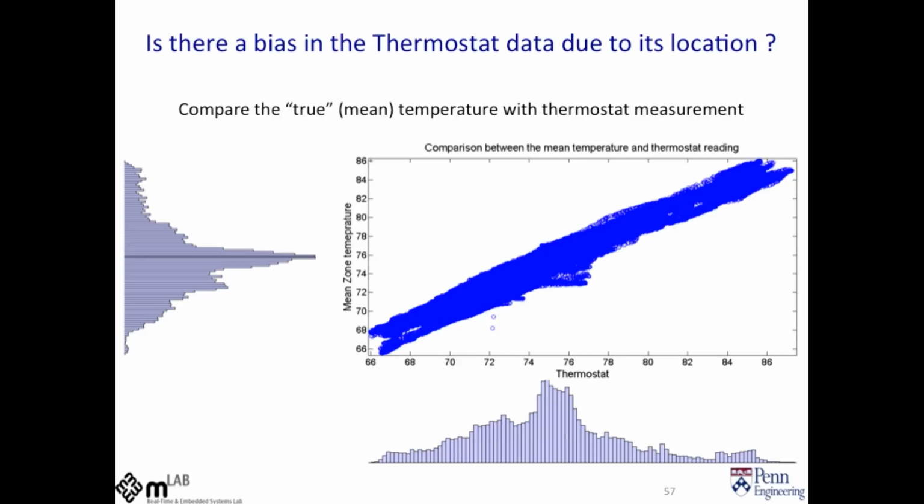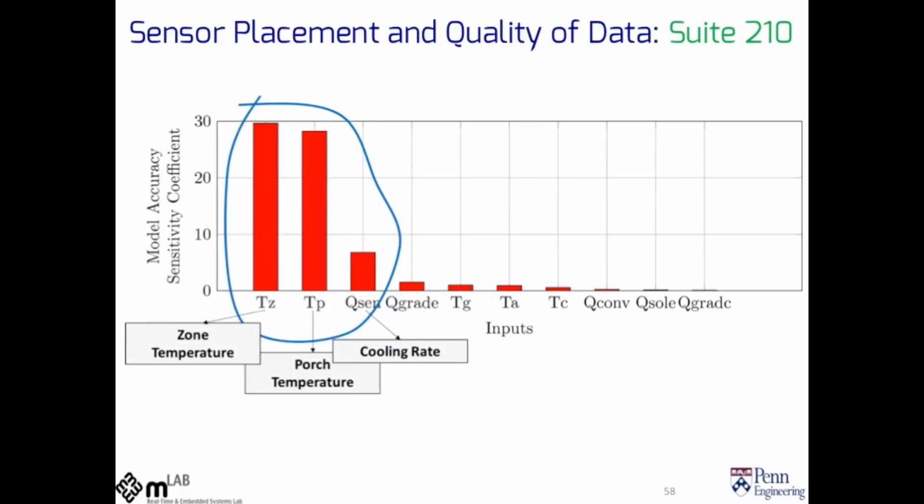You can think of the width of this gap band as indicating whether there's a bias or not. And for that zone, what we were able to find out was that even though there's a very small bias, just about 1% compared to the mean zone temperature, it can still affect the accuracy of the model that you learn, which will in turn significantly affect the performance of your closed loop controller, because the zone temperature was one of the most sensitive attributes for this particular zone.